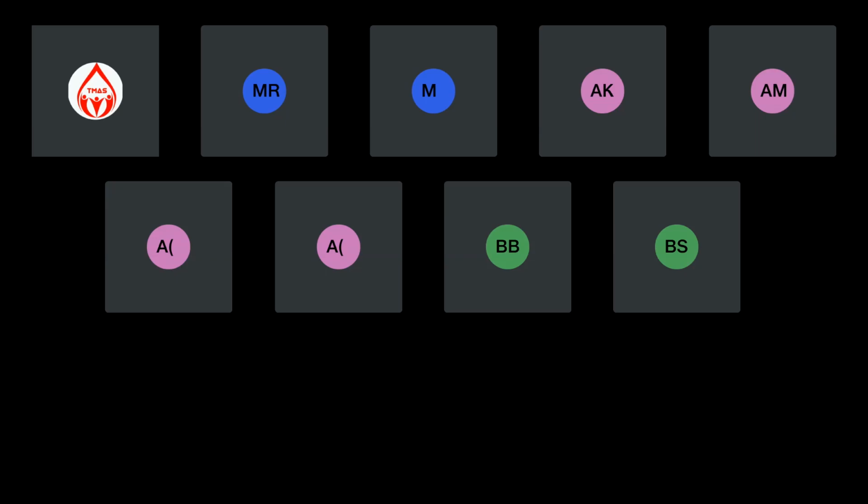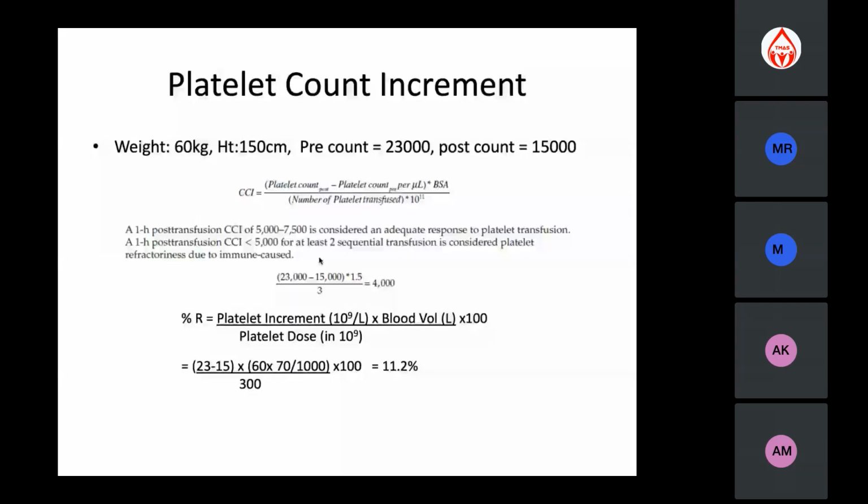So the corrected count increment is the expected increment in microliter into body surface area by the number of platelets transfused in terms of 10 power 11 into 3,600. So in this case, it is 23,000 minus 15,000 into body surface area, which is 1.5, divided by the number of platelets transfused, which is 3. So the CCI is 4,000.